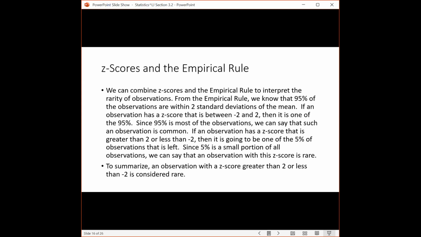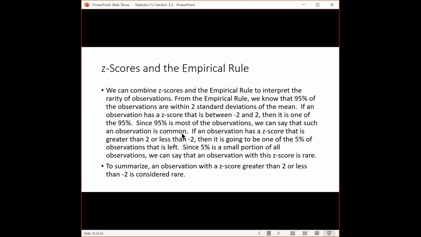We can combine z-scores and the empirical rule to interpret the rarity of observations. From the empirical rule, we know that 95% of the observations are within 2 standard deviations of the mean. If an observation has a z-score between -2 and 2, then it is one of those 95%. Since 95% is most of the observations, we can say that such an observation would be common. So if you're between -2 and 2 standard deviations of the mean, then you're common.